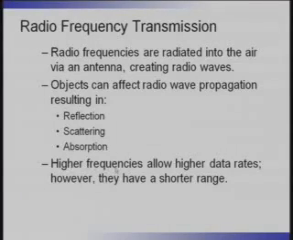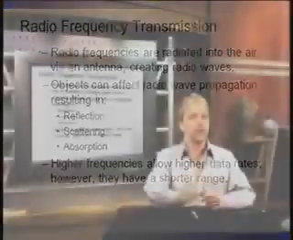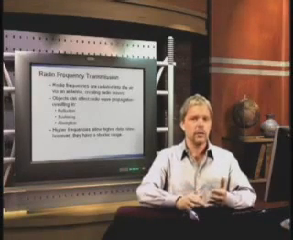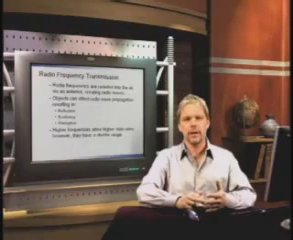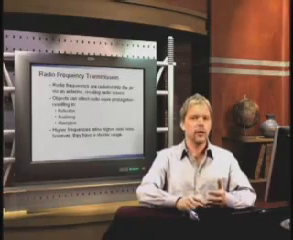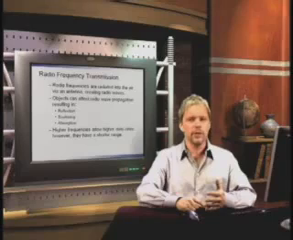Now higher frequencies, say in the 5 gigahertz range, allow higher data rates, however a shorter range. So as we'll see in this module, we have 3 open, or unlicensed, frequency ranges: the 900 megahertz range, the 2.4 gigahertz range, and the 5 gigahertz range. Certainly they're going to open up more frequency ranges to the public, but right now they are not. 900 megahertz goes a long distance, but with very, very little data.